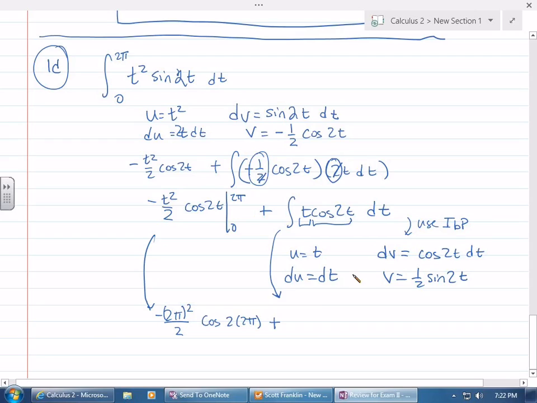of uv, so t over 2 sine of 2t minus the integral, and this is still 0 to 2 pi, minus v du, so the integral of 1/2 sine of 2t dt from 0 to 2 pi.